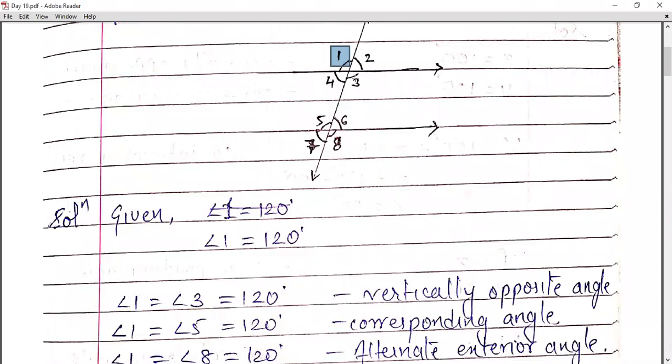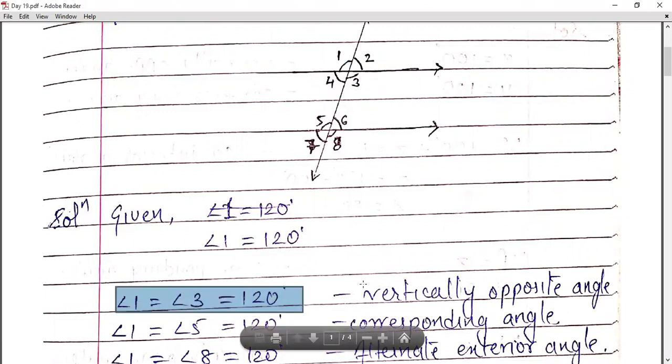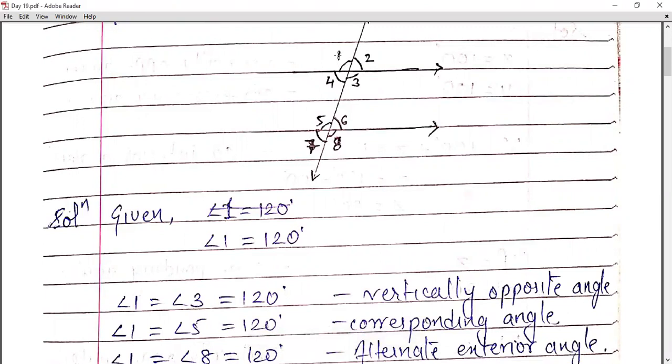You can see angle 1 and angle 3, they both are vertically opposite angles. Hence, angle 3 will be equal to 120 degrees. You can see I have given the reason. They are vertically opposite angles. Then angle 1 and angle 5, they are corresponding angles. Hence, angle 5 will be equal to 120 degrees.